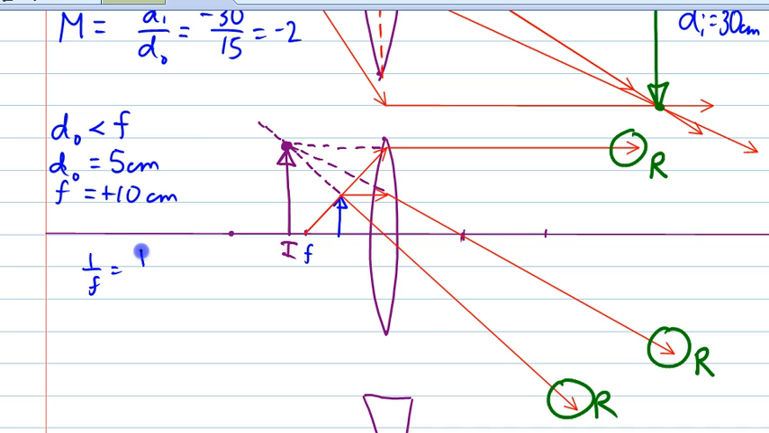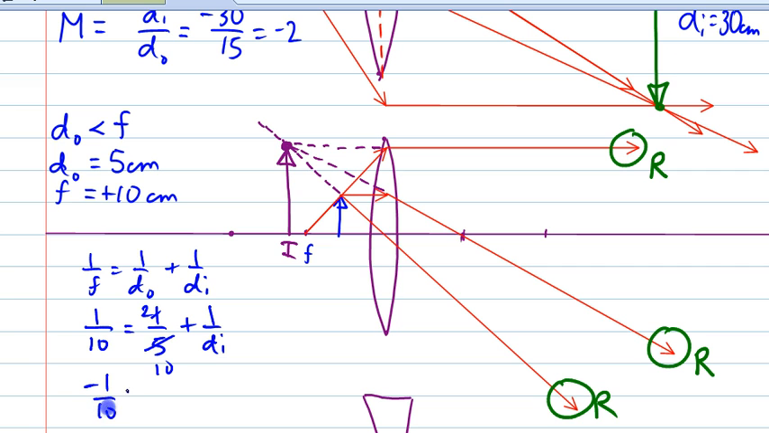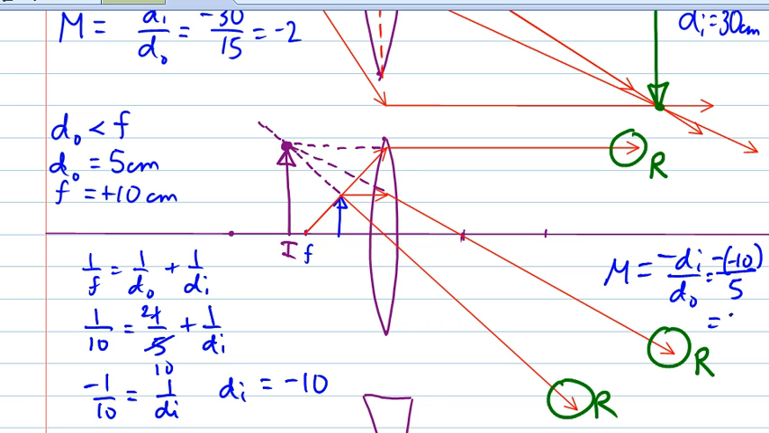So 1 over f equals 1 over do plus 1 over di. We can already guess that 1 over 10 equals 1 over 5 plus 1 over di. Well, that's going to give us negative 1 over 10 is equal to 1 over di, or di is equal to negative 10. So we're a little bit off on the diagram, but you get the idea. And because the magnification is negative di over do, that's negative of negative 10 divided by 5, that's positive 2. So that's right side up.